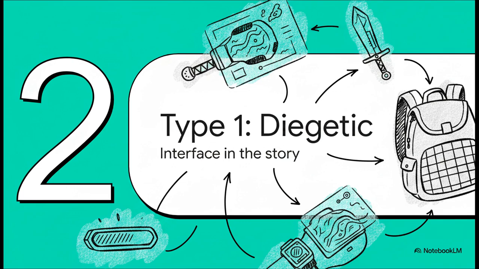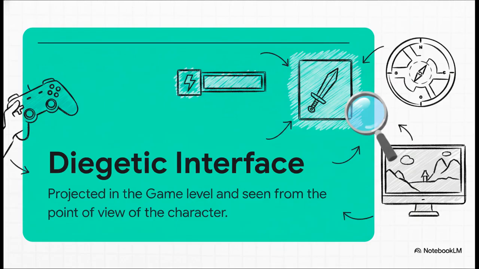The big idea here, the thing to remember, is that the interface elements actually exist inside the game's world and its story. They're not just for you, they're a real part of the fiction. So the textbook definition says it's projected in the game level and seen from the point of view of the character. So, what does that actually mean? Well, simply put, if the character you're playing can see it, or touch it, or interact with it in their world, then boom, it's diegetic.